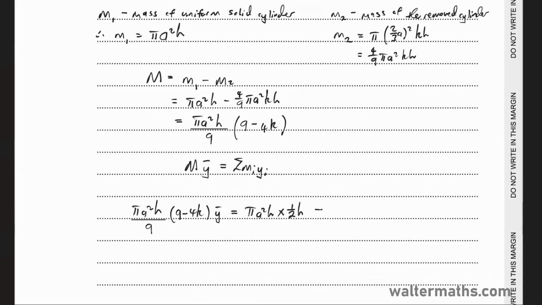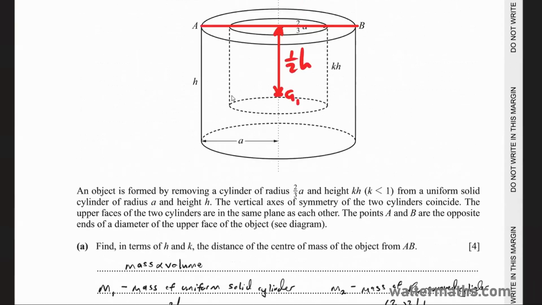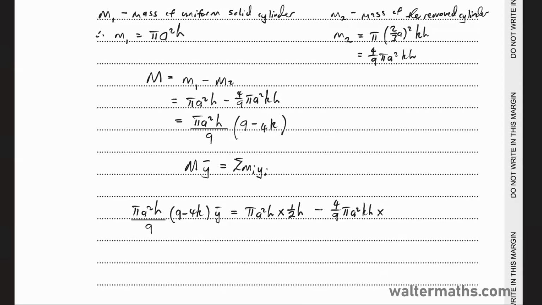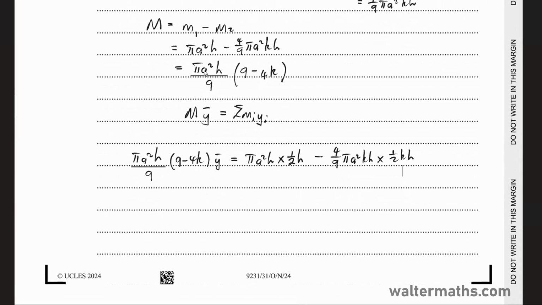It's going to be minus, because we're talking about the removed mass. So that's minus M2, which is 4/9 pi A squared KH, times the distance to the center of mass. From AB, the center of mass of the removed cylinder will be halfway through, which is half of KH. So it's times half KH. All right, so that's what we're going to be working with.